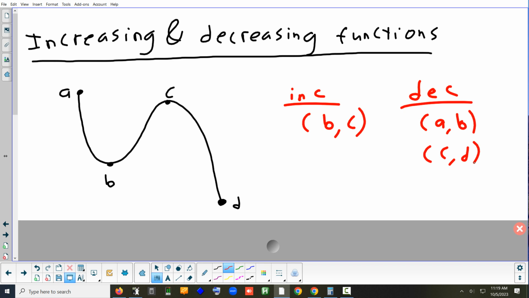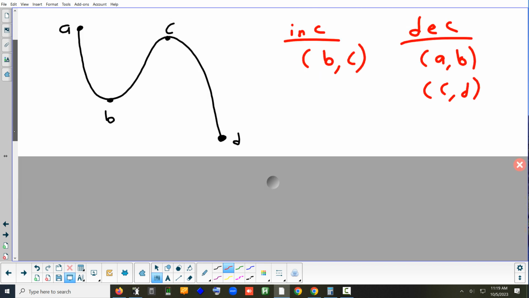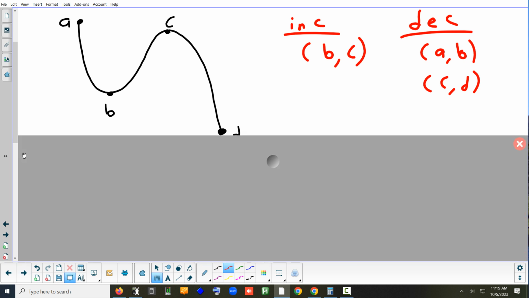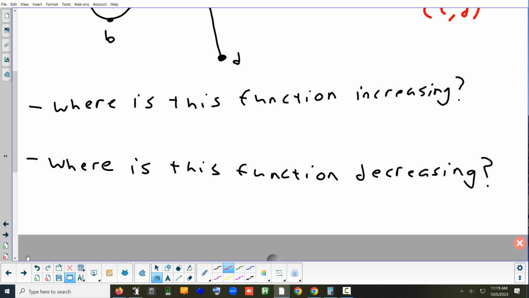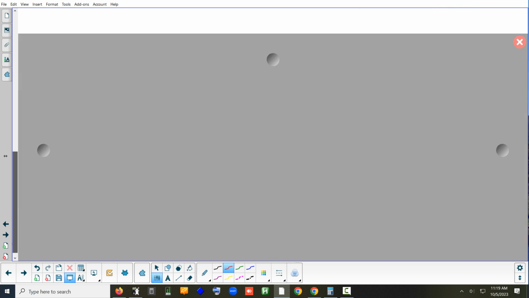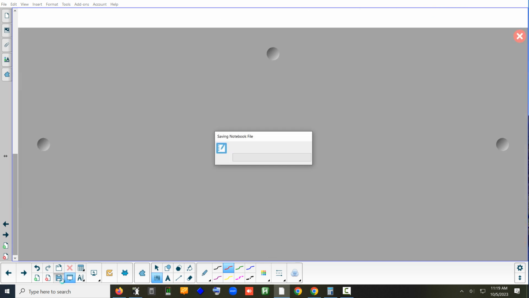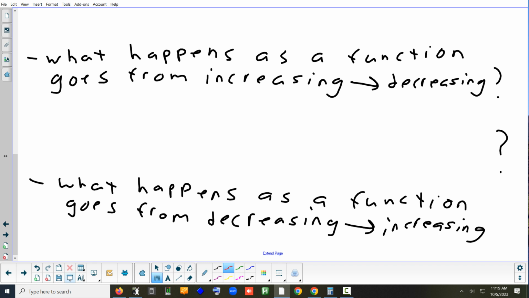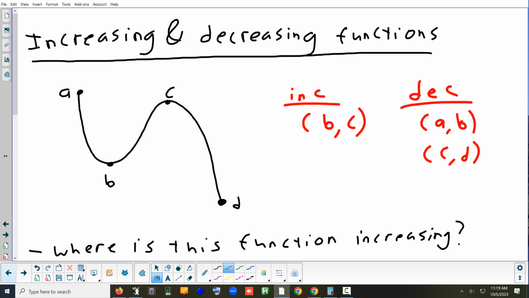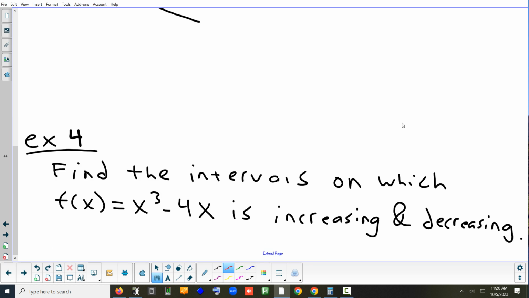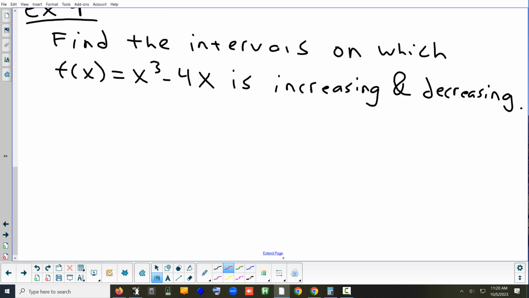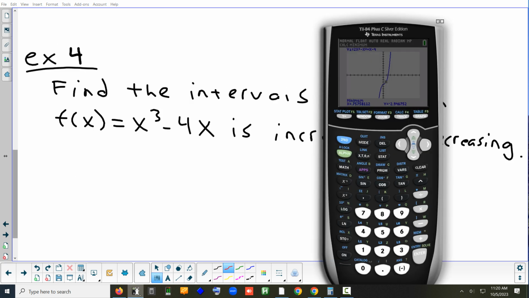So let's try it on one that I already have written here. So where is it increasing? We answered that. Where is it decreasing? We answered that. Right, so let's do this. This will be our last example in this section. So find the intervals on which this function is increasing and then where it is decreasing.